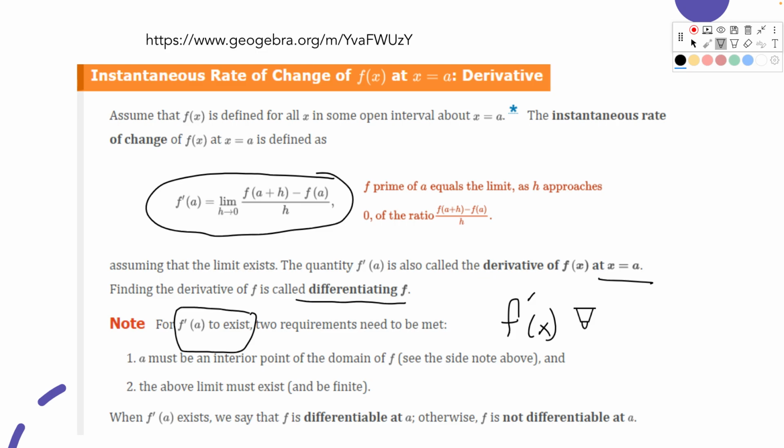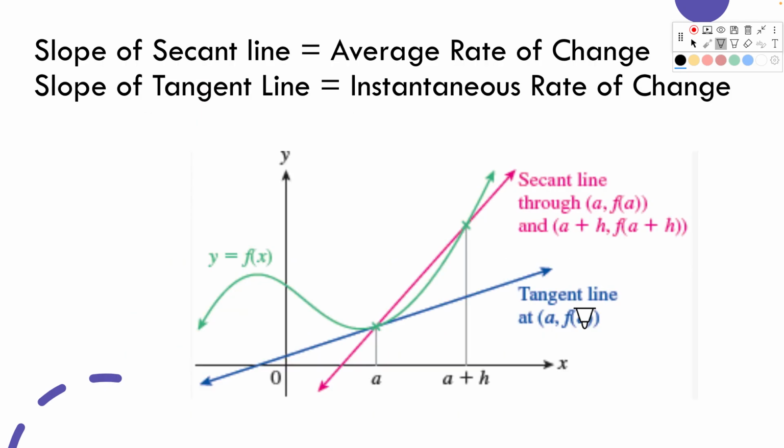Okay, so again, a lot of stuff there, but what we'll be doing is given a graph. So far, we were looking at the secant line, that pink color, and we were taking it, and this gave us the average rate of change.